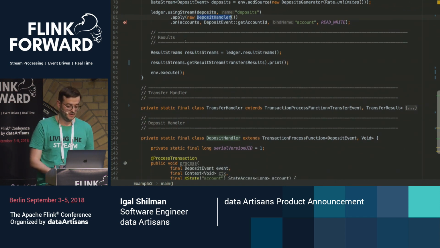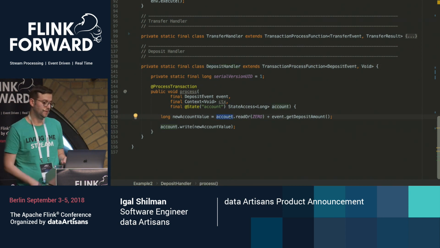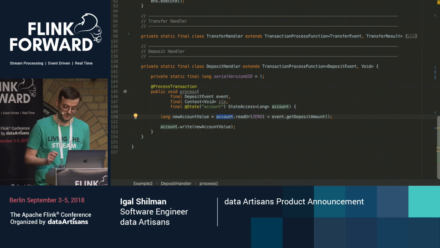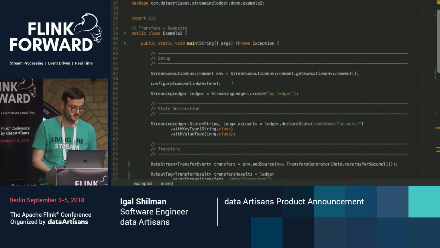I'll just quickly show what's going on here. We just read the account balance, and we add whatever is specified in the event, and we write it back. So let me actually try to execute it.